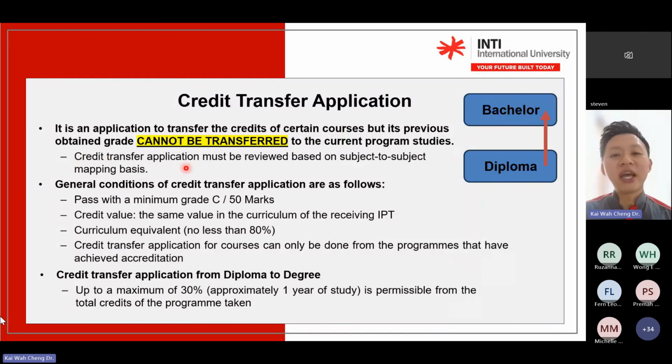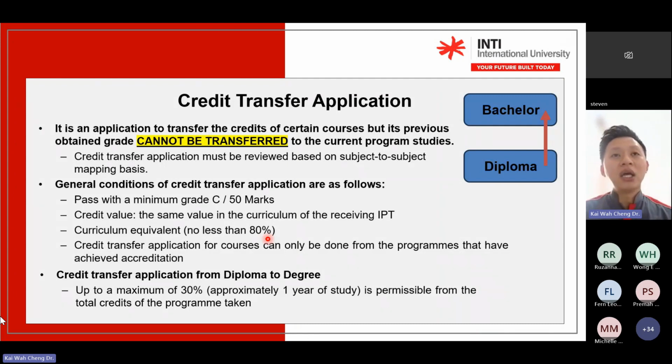Credit transfer applications must be reviewed on a subject mapping basis. At INTI International University, if you want to apply for credit transfer, your application must go through a series of procedures before you get the final approval from the OAR office. We need to review the subjects or courses you have already completed at your previous institution. We compare whether the syllabus of the course at your previous institution meets at least 80% of the syllabus at INTI International University.